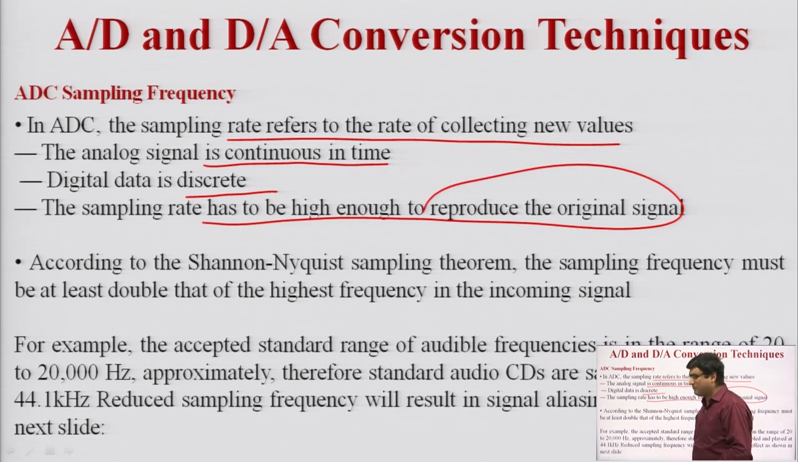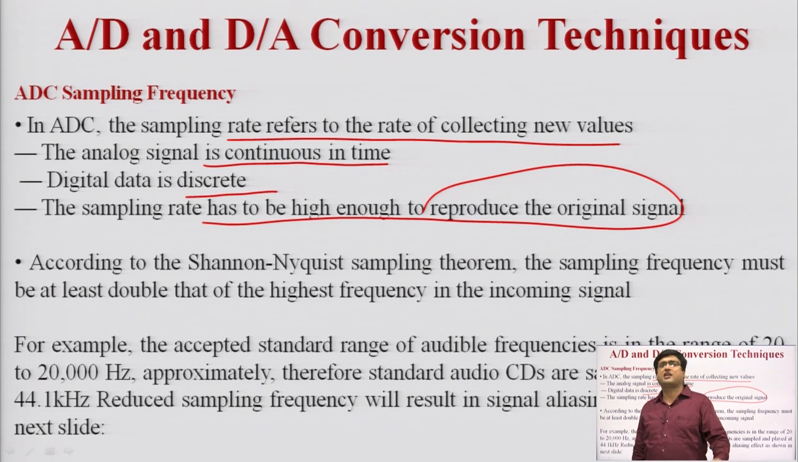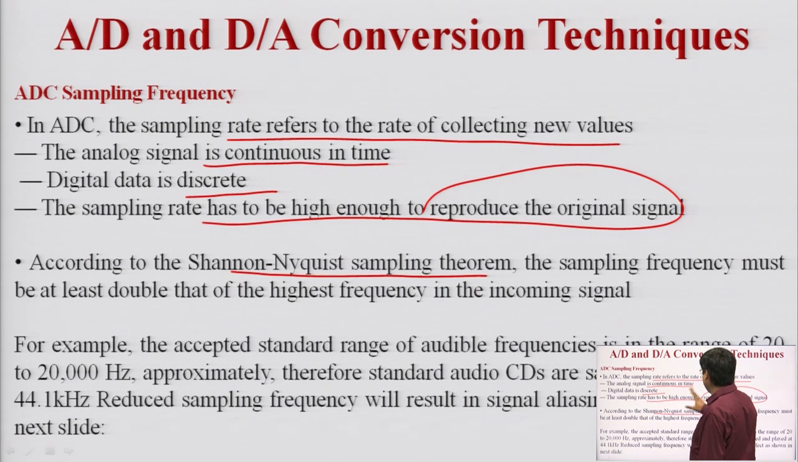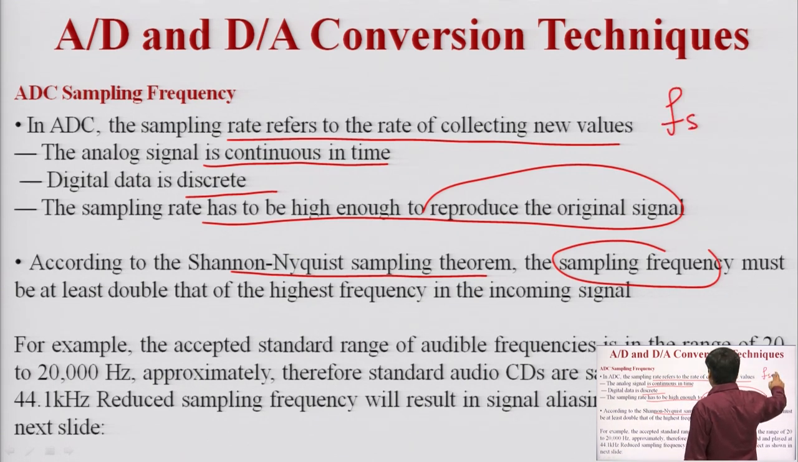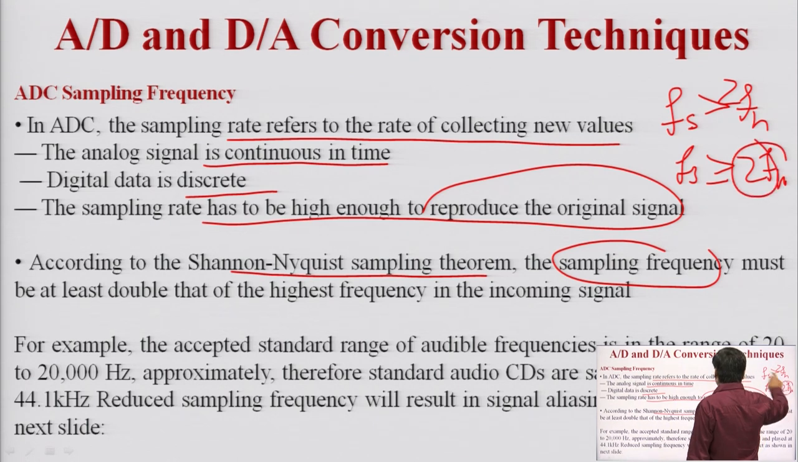So in our ADC system, the sampling rate should be very much higher, to reproduce the original signal it has to be very high. According to the Shannon-Nyquist sampling theorem in digital communication, which you already know, the sampling frequency must be at least double the highest frequency, that is twice FM. So FS should be greater than 2 FM, the maximum frequency of the incoming signal. If this happens, then we can produce accurate information.